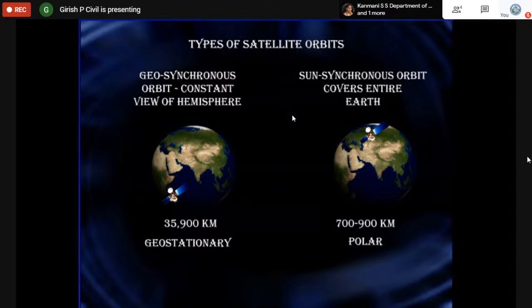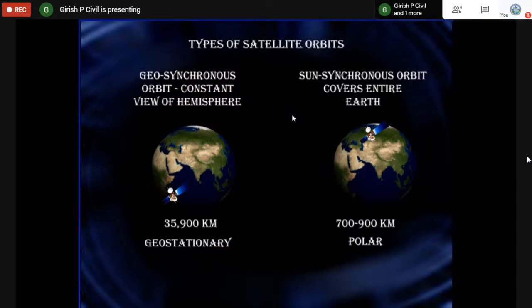Coming to the types of orbits, like geosynchronous orbit and sun-synchronous orbit. These are the two distinguishing types of orbit that depend upon the altitude. A geosynchronous orbit is the orbital path of satellite sensors at an altitude, geostationary, of more than 35,000 kilometers. We call this the geosynchronous orbital path. The sun-synchronous orbital path will cover the entire Earth.